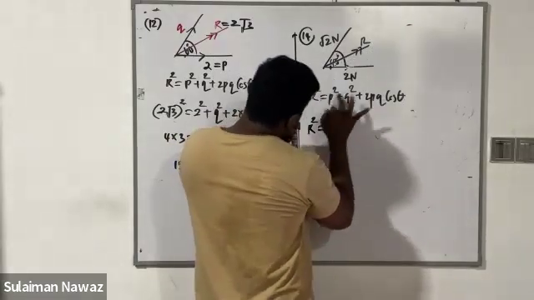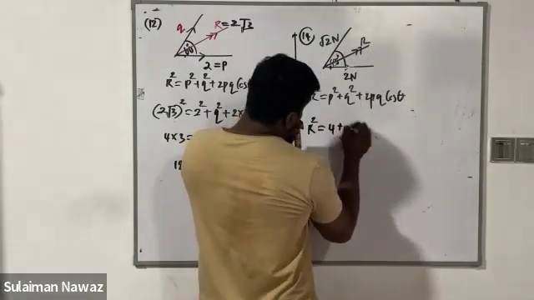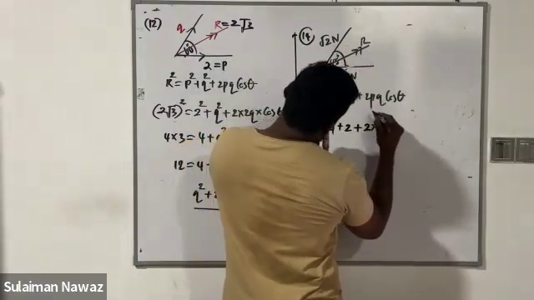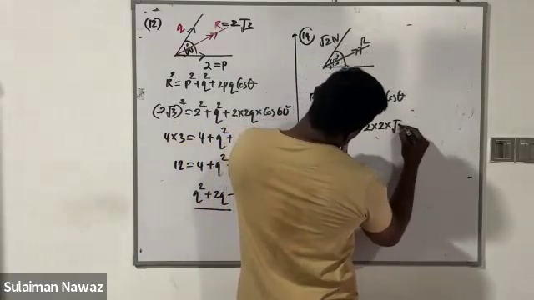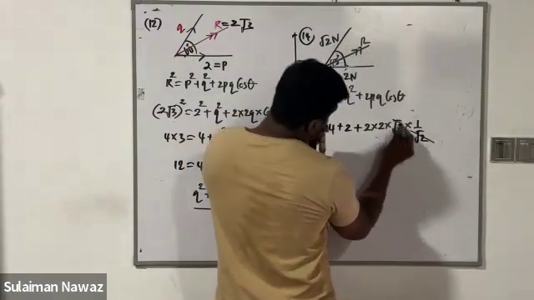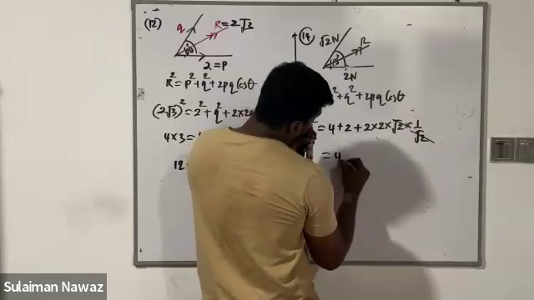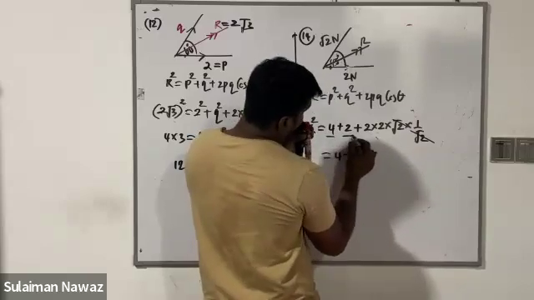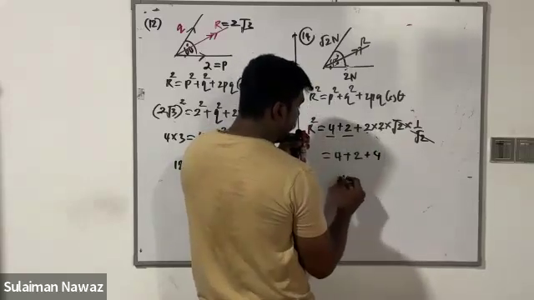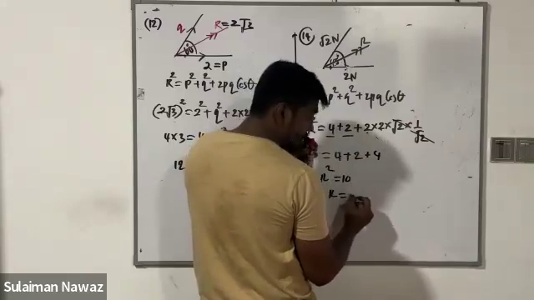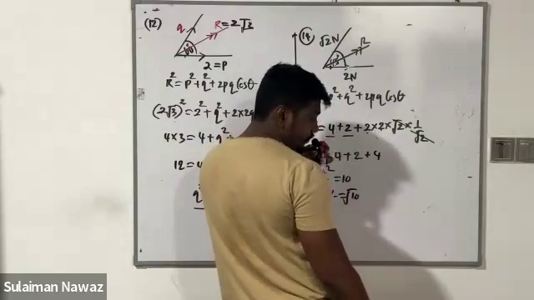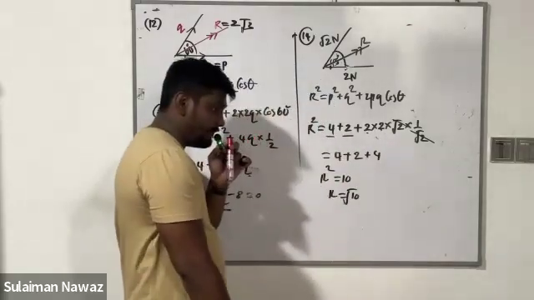Capital R squared means P squared, P means 2, 2 squared means 4. Q means root 2, root 2 squared means 2. Plus 2PQ cos theta: P means 2, Q means root 2, cos 45 means 1 over root 2. Root 2 cancels out. Then 4 plus 2, plus 2 into 2 means 4. Again 10. R squared means 10, R means root 10. Right answer is the fourth one.